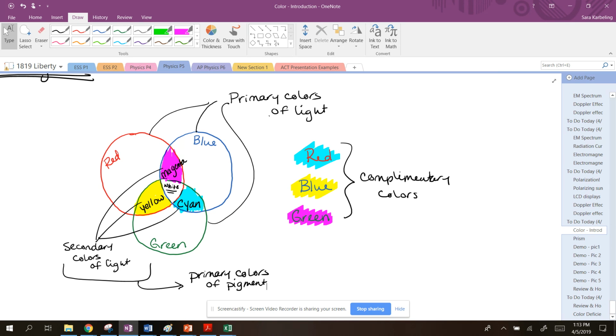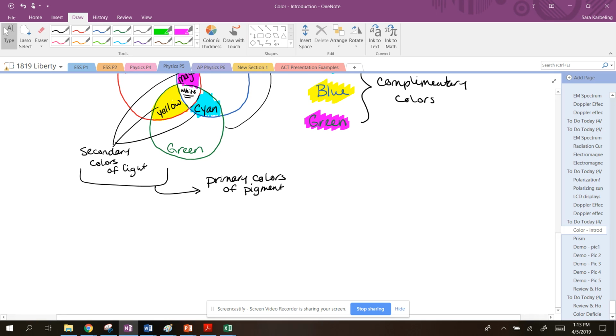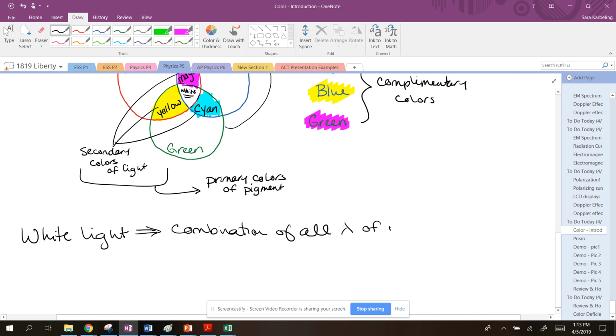So taking that the other way, we could also write down, so I'm going to write down, Jacob, and you may want to join me in this as well. We could write down that white light is really a combination of all of the wavelengths of the visible spectrum.